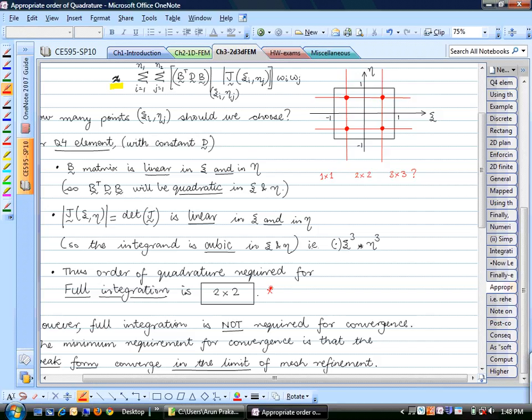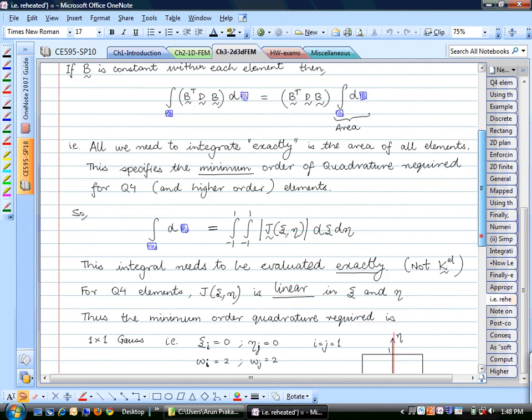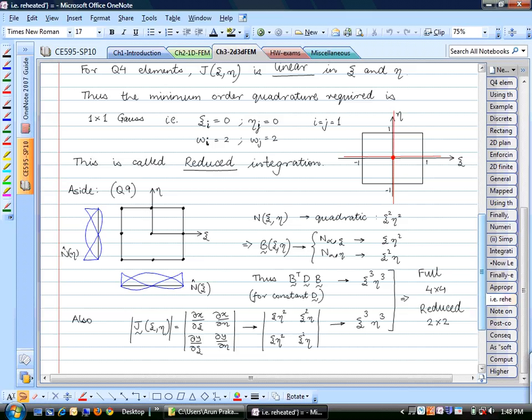So you might want to mark this, that this is a convention that people say for a Q4 element: 2 cross 2 is full integration. Similarly, last time we also said that if there is no element distortion, the full integration rule 4 cross 4 for a Q9 element, that is also an estimate. There is no such thing as a full integration rule for when you have element distortion.